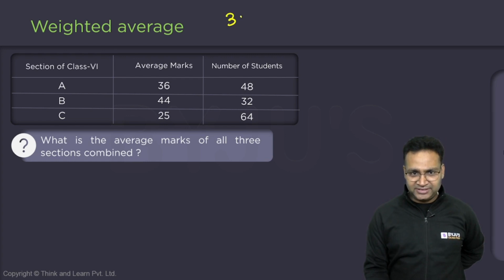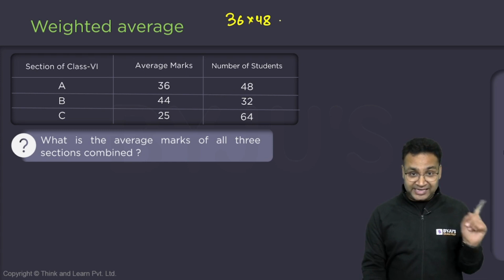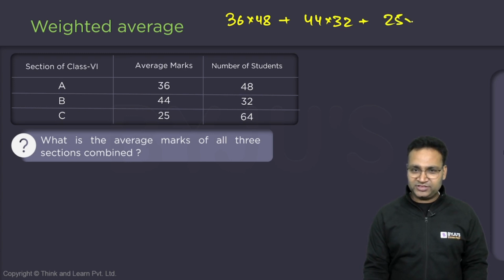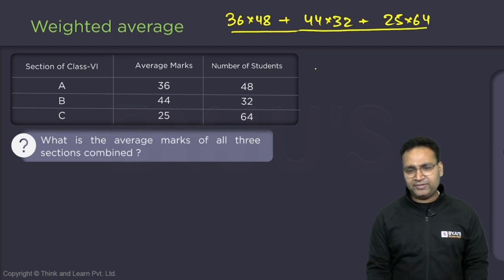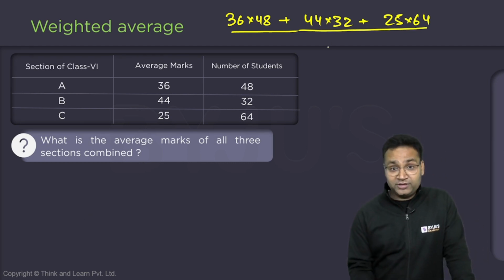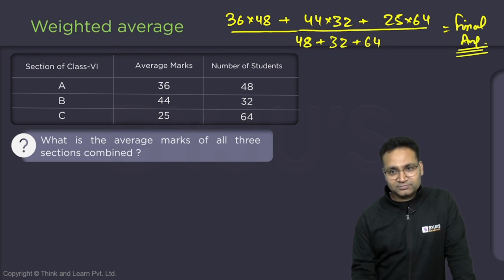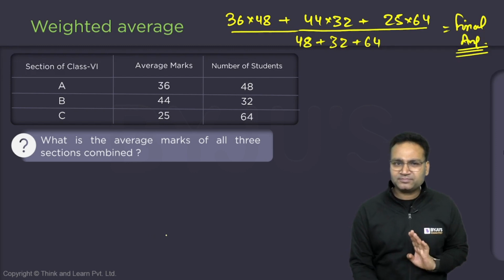I say 36 into 48 is the total marks of the section A students, plus 44 into 32, plus 25 into 64. Clear? Divide by what? The total number of students, the weights: 48 plus 32 plus 64. That's your answer. But don't you think it's very, very lengthy? So this is one approach.